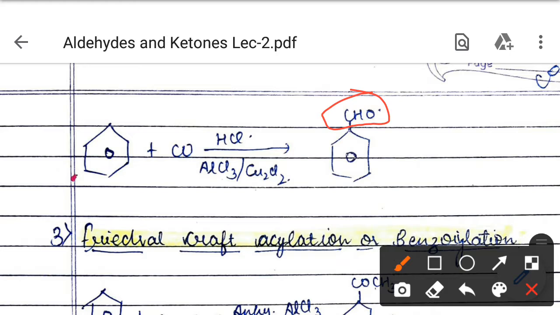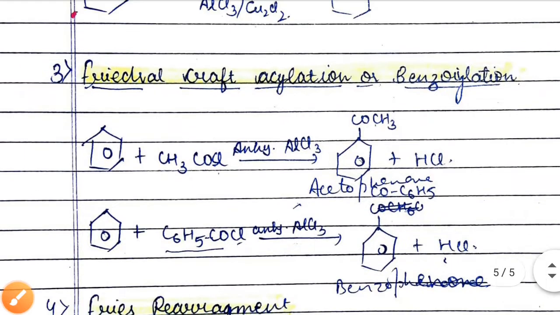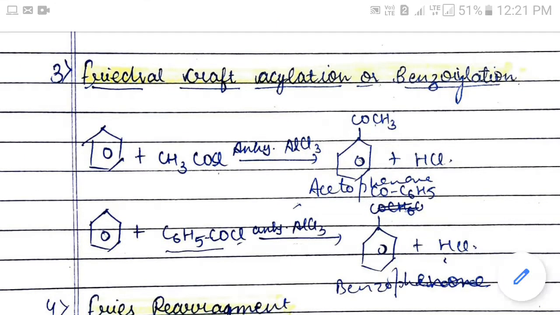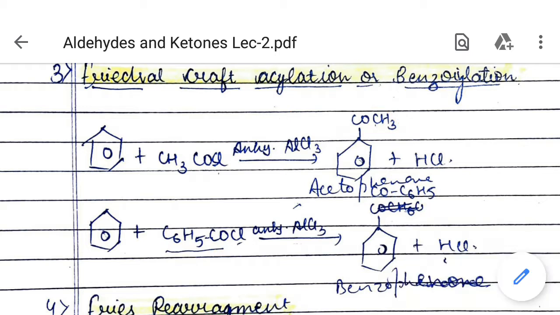This reaction is Gattermann-Koch. And then the well-known reaction, that is Friedel-Crafts acylation reaction. In this, benzene is treated with acetyl chloride in the presence of anhydrous aluminium chloride, and then this acetyl group is introduced on the benzene ring, and it is acetophenone. Similarly, if we use benzoyl chloride, then a benzoyl group is introduced on the ring.